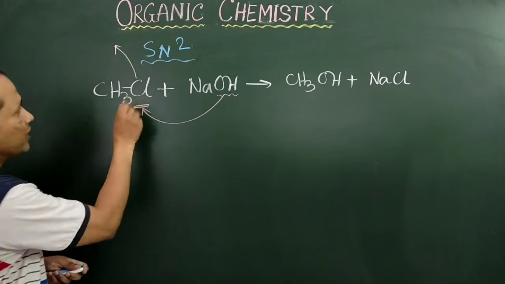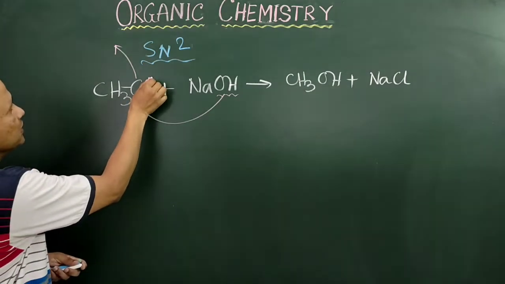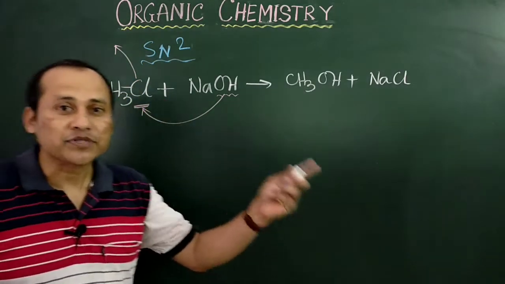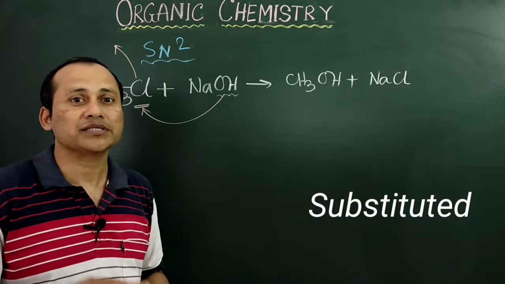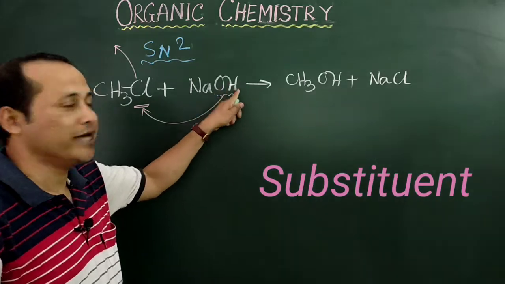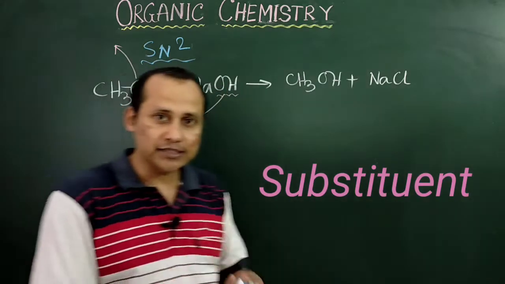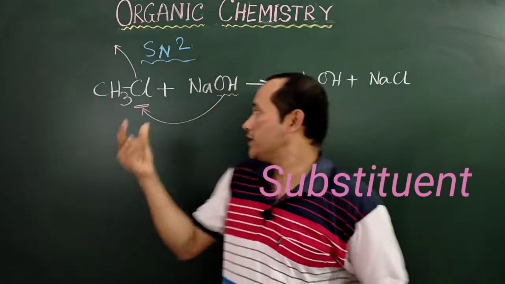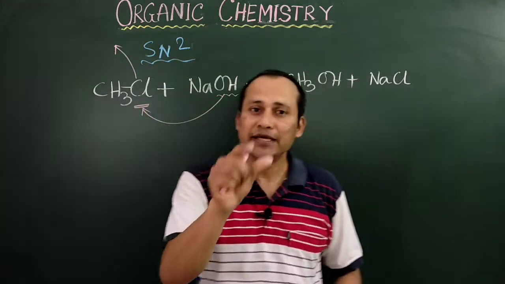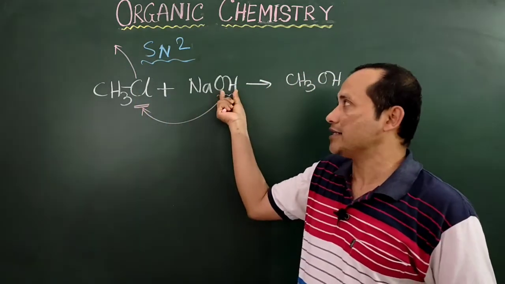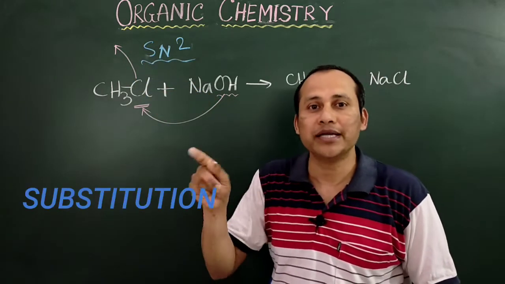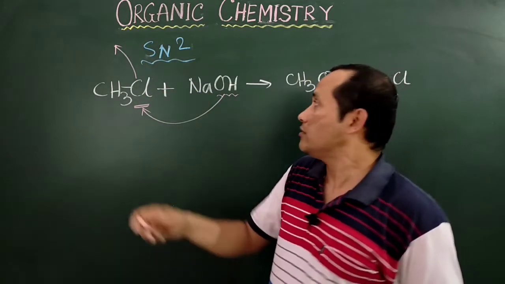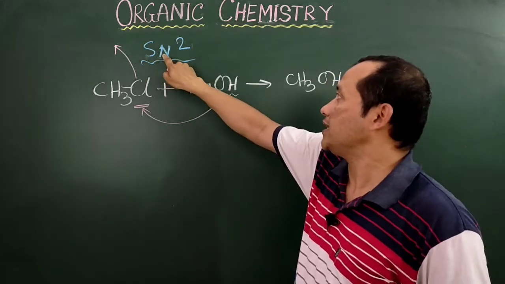So in this, what is happening is that Cl is being substituted, and the substituting group, or substituent, here is OH. So in this reaction one group, Cl, is being substituted by another. So this is one example of a substitution reaction. Now come to the next one, that is N.